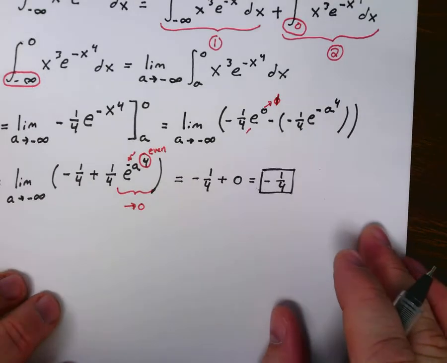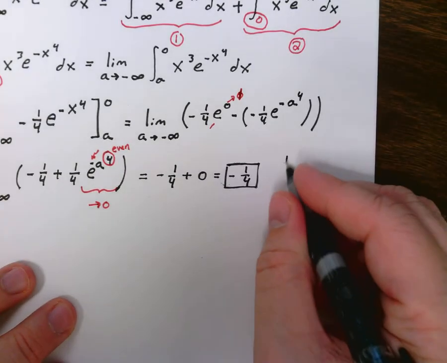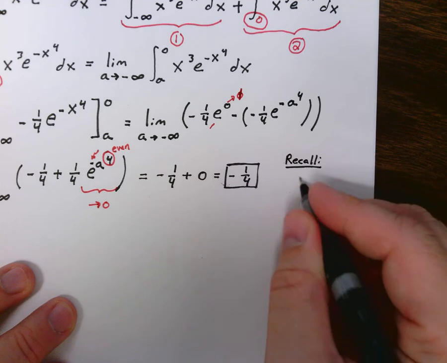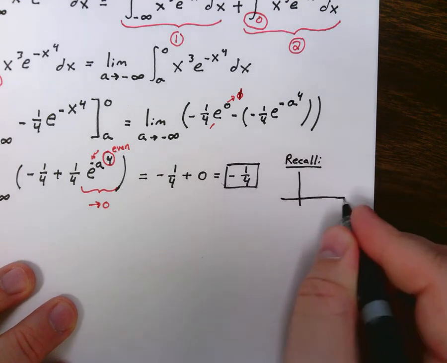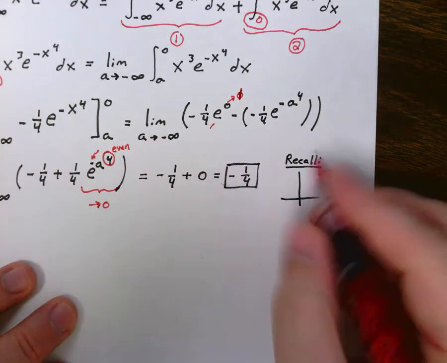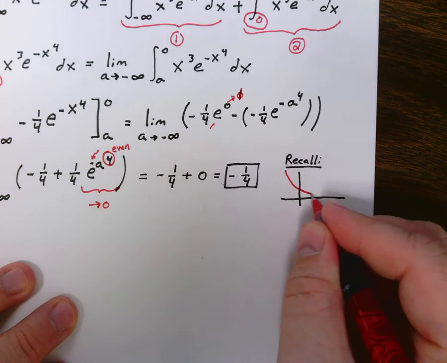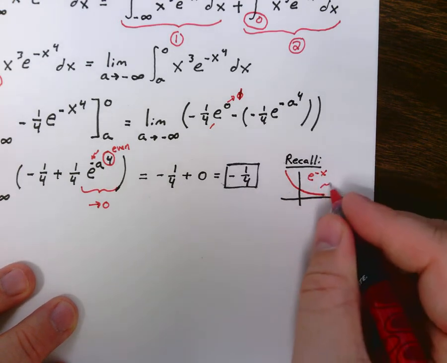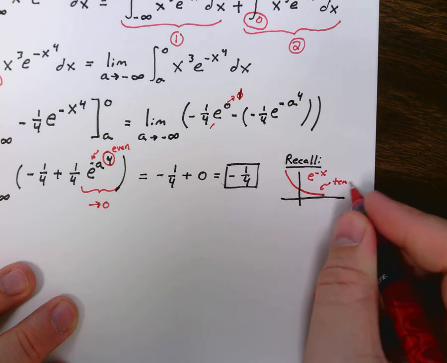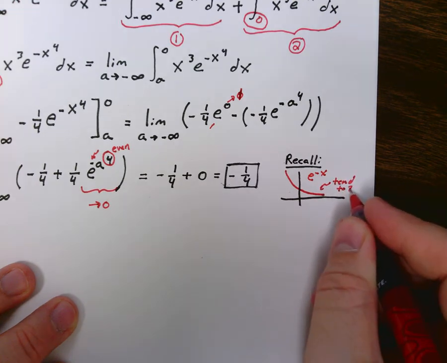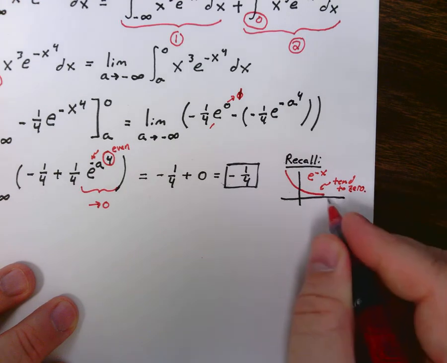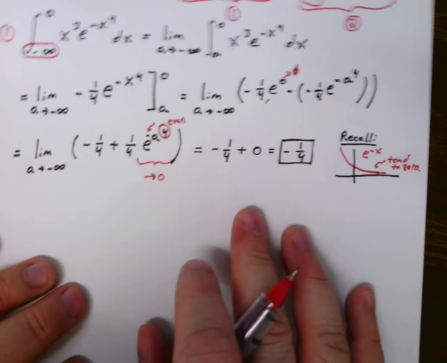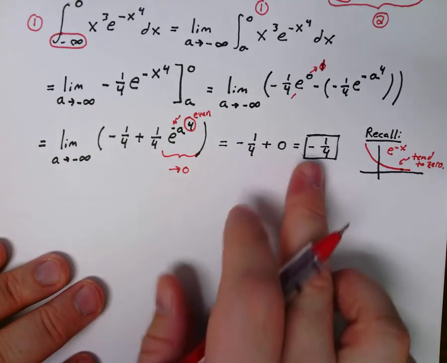Now I'm going to put this over to the side just so that you can remember this, but recall that if you have e to a negative number, like e to the negative x, that's going to tend to 0. So that's how I knew that that was going to 0. Okay, so that's the first piece.